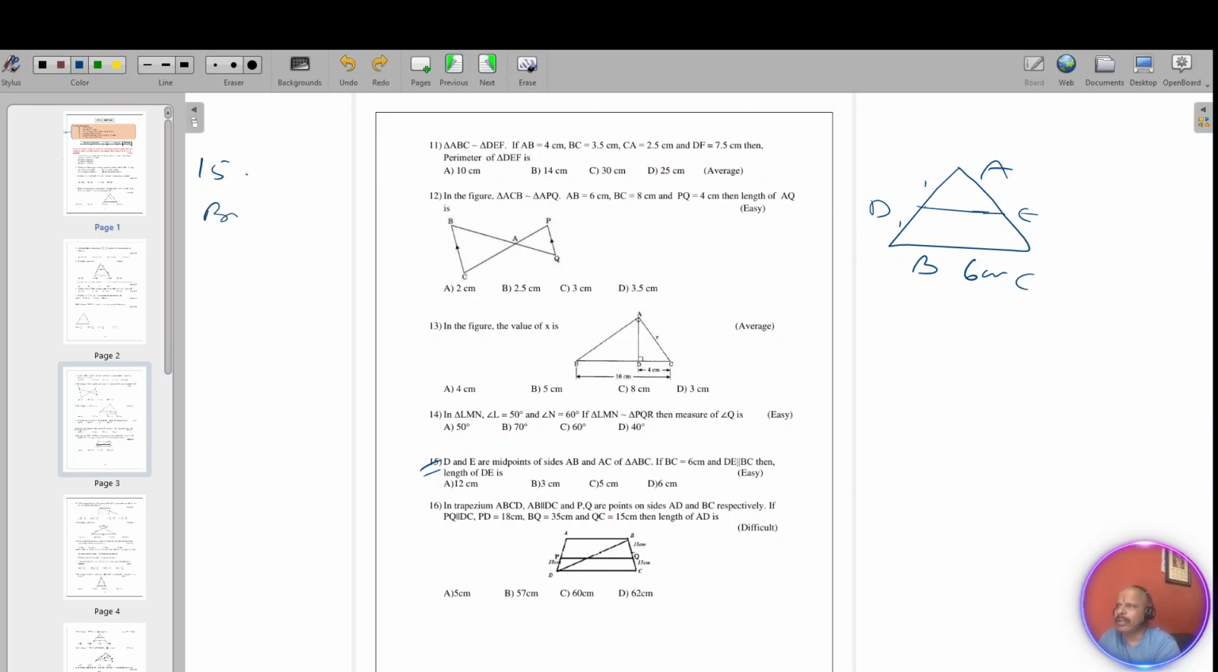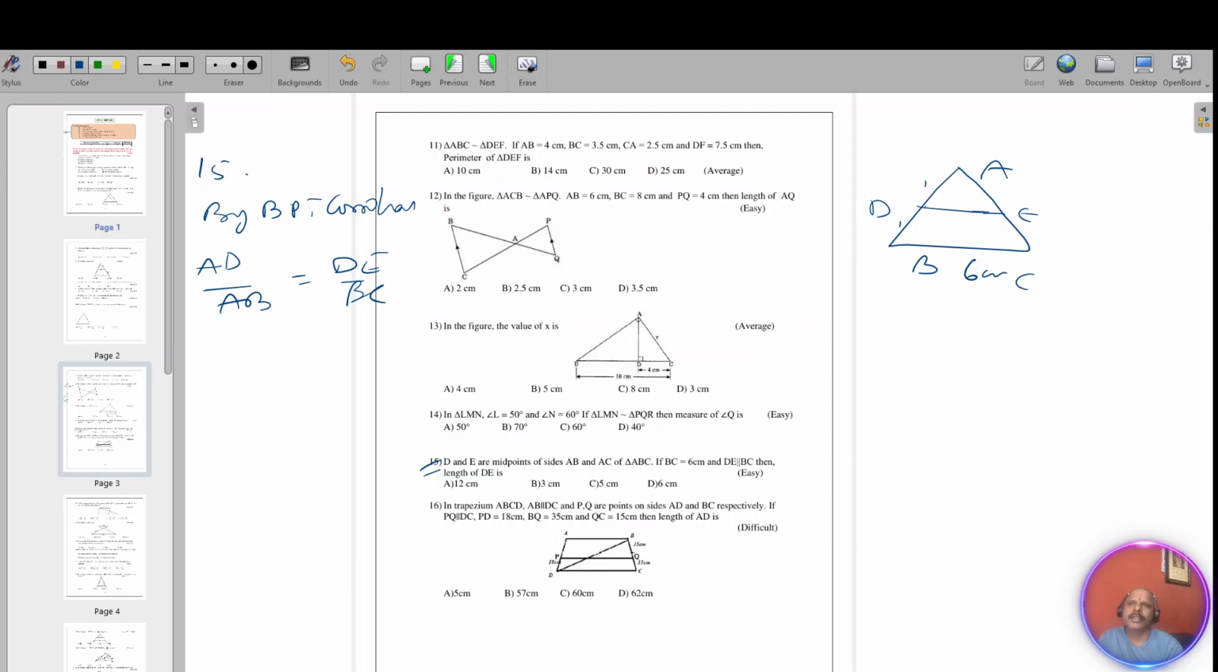So by BPT corollary, AD by AB equal to DE by BC. Why should I take corollary? Means whenever the parallel sides are included in the ratio or is asked to find, you have to use corollary only, because that is the theorem that gives you the full triangle sides AB, AC.